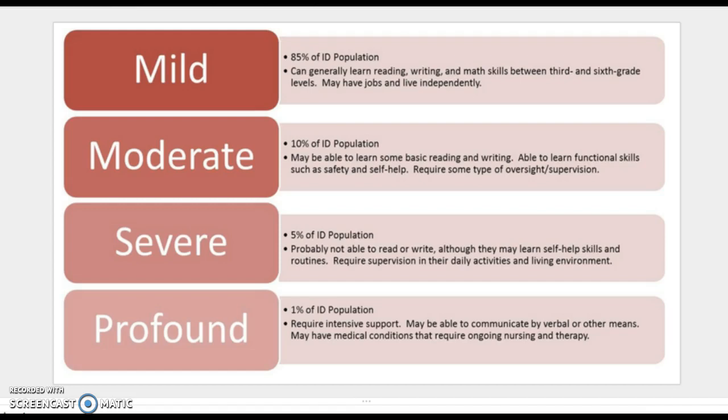And lastly, down to profound, about 1% of the ID population have a profound case. With profound, they require intensive support and care. They may be able to communicate verbally or by other means like technology through iPads or some other form of communication. They may have medical conditions that require ongoing nursing and therapy, but they also will require intensive care and supervision around the clock. So here's just an example of the difference between a mild down to a profound case of an ID.